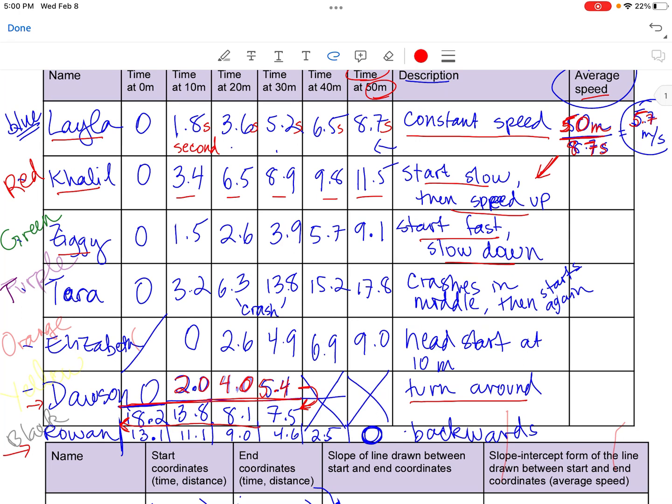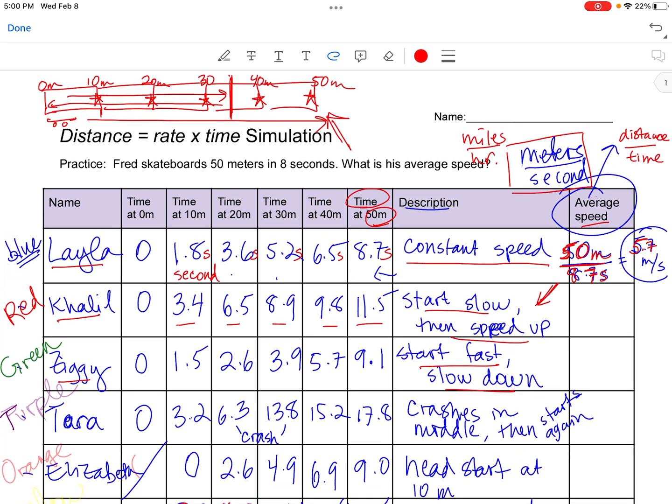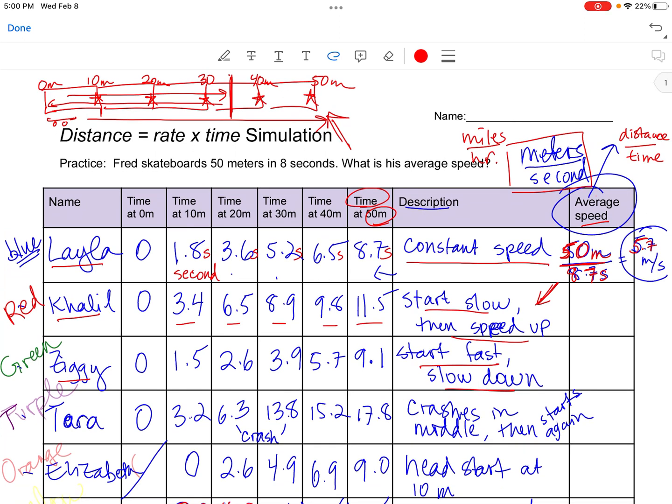Rowan was backwards. So Rowan started at time 0, she was at the 50-meter mark. And then after 13.1 seconds, she was back at the 0 meter mark. So her particular run had her starting at the end and going this direction.